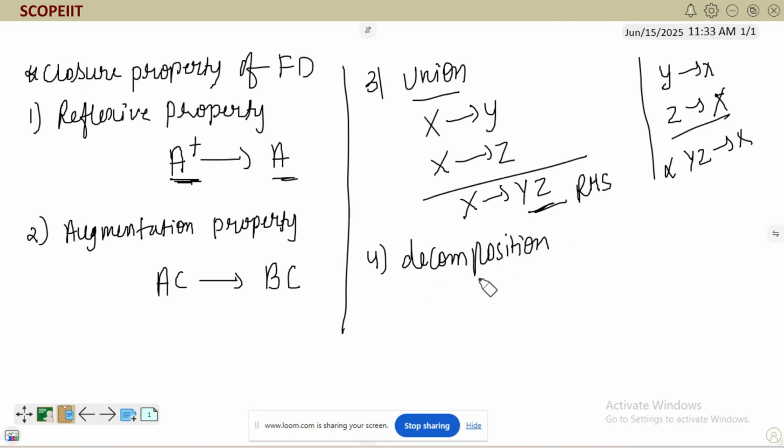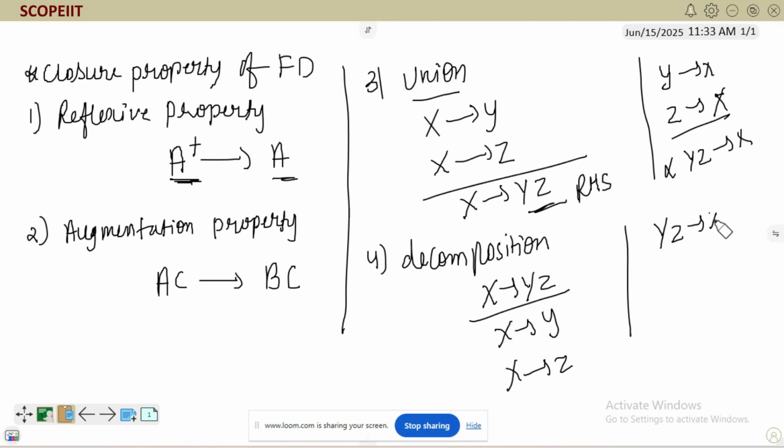Now in decomposition property, for example, if you have x tends to yz, it can be written as x tends to y and x tends to z. And similarly, like I explained in union, if you have yz tends to x, it cannot be written as y tends to x or z tends to x. So here also decomposition is performed only on right hand side. We cannot perform decomposition on left hand side. Then the fifth property is transitivity.